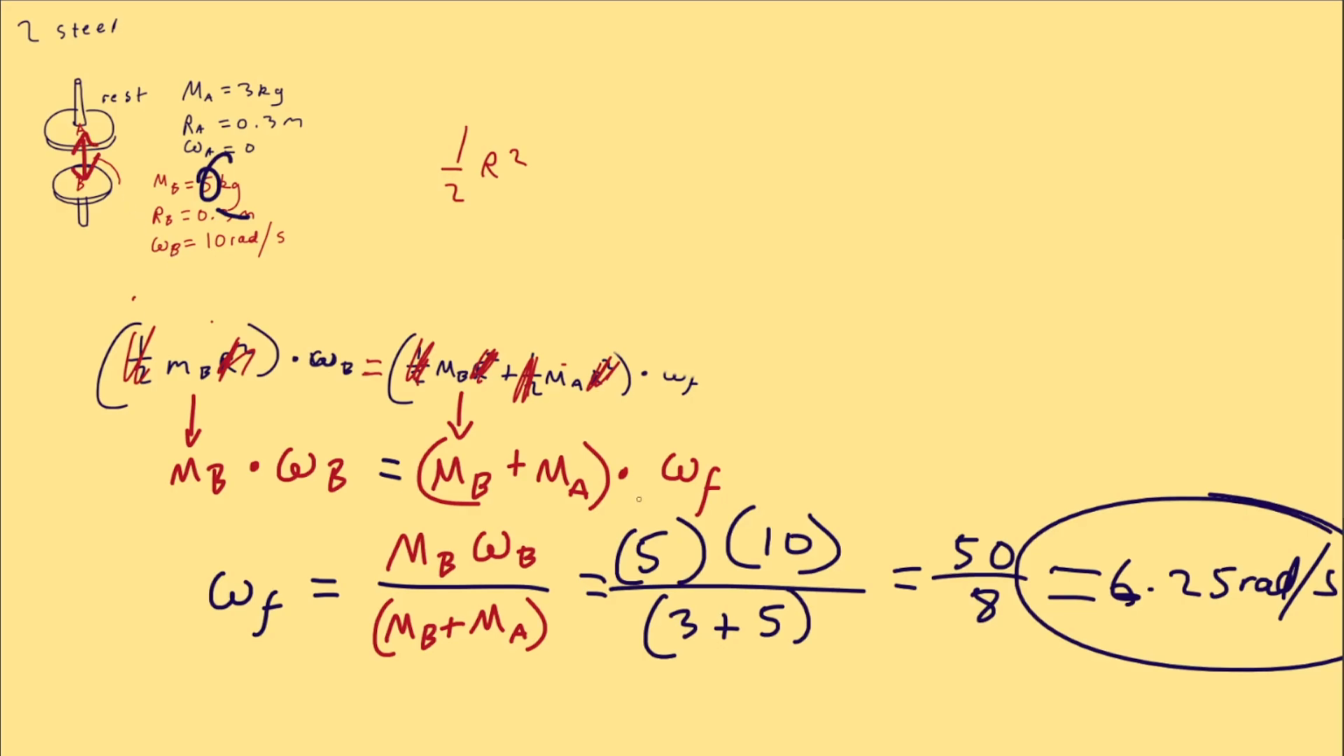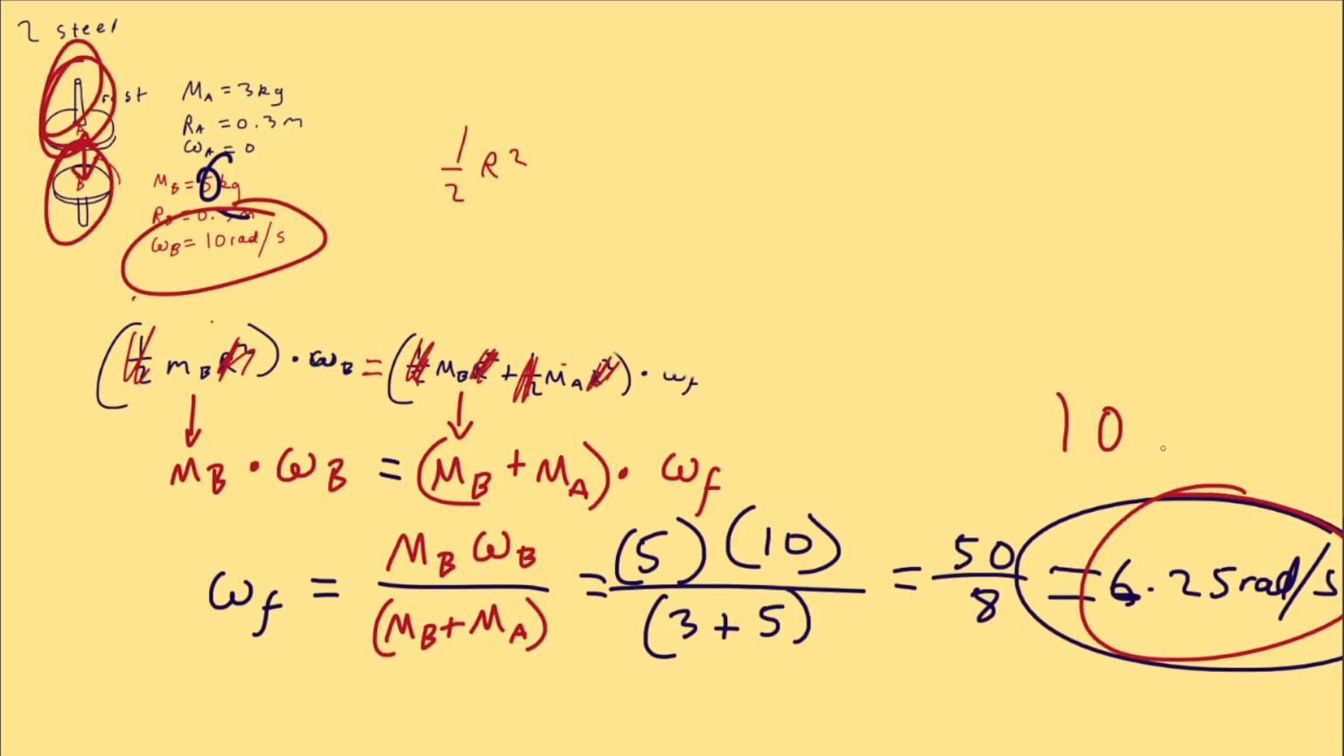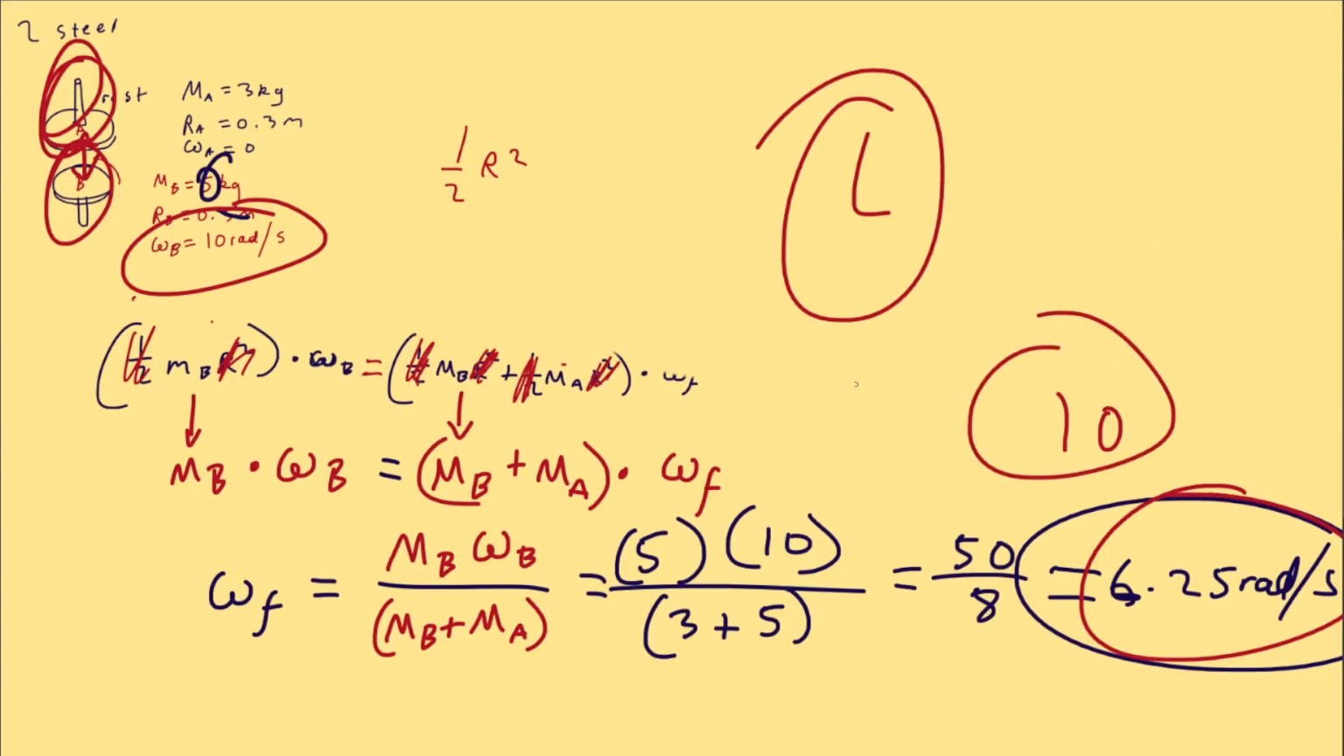Let's look at what this means. Okay, look at this number, 6.25. The initial speed was A was at rest and B was spinning at 10 radians per second. When they lock onto each other, A starts spinning, but because angular momentum is always conserved, we have to steal some of this speed from disk number B to put it into disk A to get that spinning as well. That's why the velocity in total goes down.